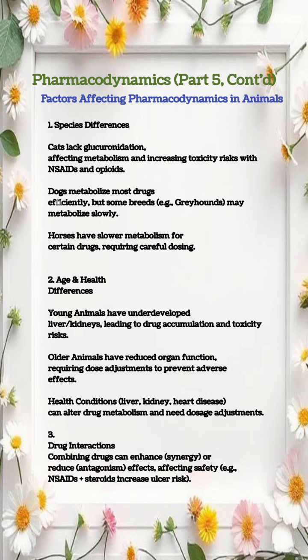2. Age and health differences. Young animals have underdeveloped liver and kidneys, leading to drug accumulation and toxicity risks. Older animals have reduced organ function, requiring dose adjustments to prevent adverse effects. Health conditions, liver, kidney, or heart disease can alter drug metabolism and need dosage adjustments.